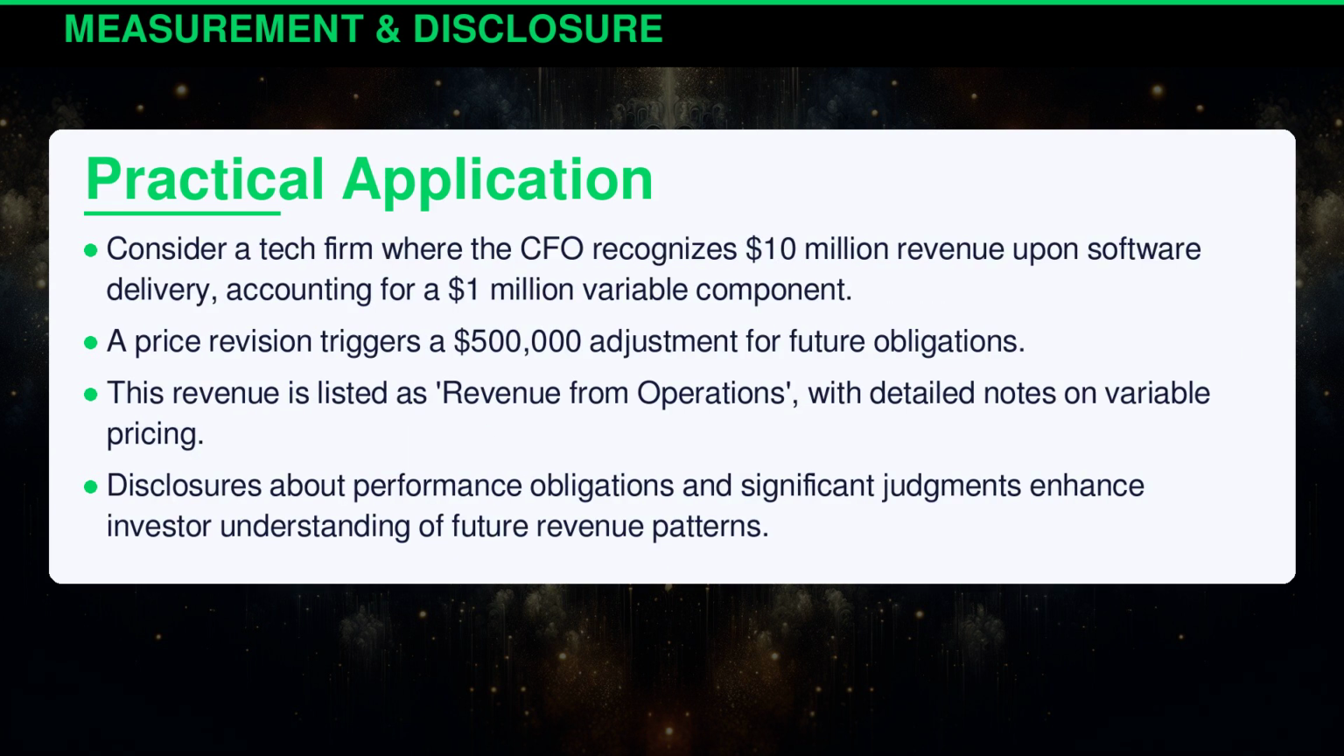Consider a tech firm where the CFO recognizes $10 million revenue upon software delivery, accounting for a $1 million variable component. A price revision triggers a $500,000 adjustment for future obligations. This revenue is listed as revenue from operations, with detailed notes on variable pricing. Disclosures about performance obligations and significant judgments enhance investor understanding of future revenue patterns.